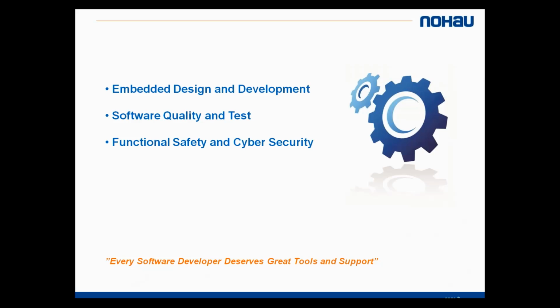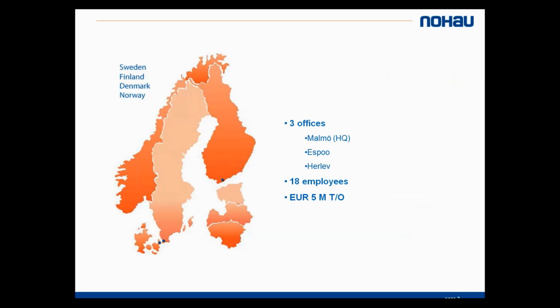Before we start, I would like to say a few words about know-how. Know-how has been in the market for more than 30 years, and we work in the areas of embedded design and development, software quality and test, and also functional safety and cybersecurity. Within those areas, we offer tools, training, technical support, and to some extent, consultancy services. We work in the Nordic area, Sweden, Finland, Denmark, and Norway, and we have 3 offices: Malmö, which is also the headquarters, Espoo in Finland, and Herlev in Denmark. We're 18 employees and we have a turnover of 5 million euros.